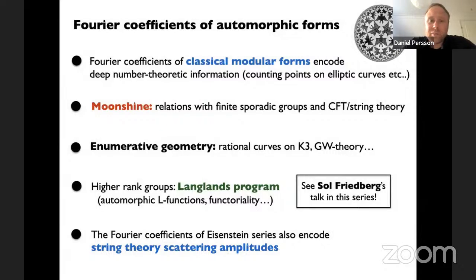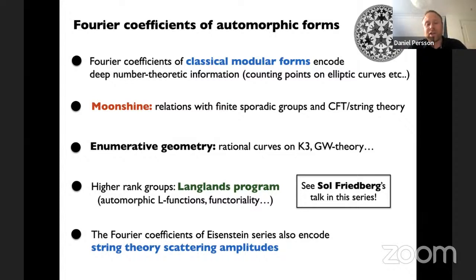To start with some motivation, I just want to stress that since I will be talking a lot about Fourier coefficients, they are important both in physics and math from many different points of view. First of all, there is the classical perspective of modular forms, where we know that Fourier coefficients encode number theoretic information, such as points on elliptic curves and so on. In the context of moonshine, which is a different exciting connection between math and physics that I also worked a lot on, but I won't really focus on today, we have a close relationship between representations of sporadic groups and Fourier coefficients of modular forms.